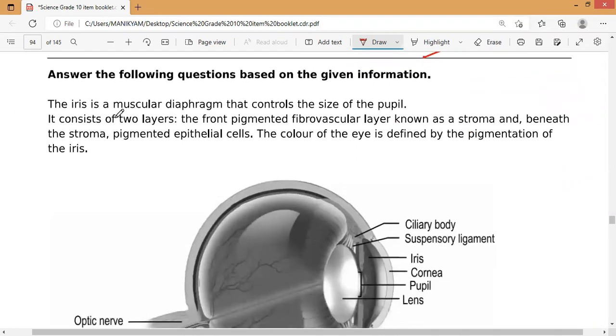Be careful. Next, answer the following questions based on the given information. Iris is a muscular diaphragm that controls the size of the pupil. Here also the same thing. Again, I don't know, you have to find the page number. When we are in bright or normal light, is the pupil size minimum or maximum? Anybody? Pupil is minimum.